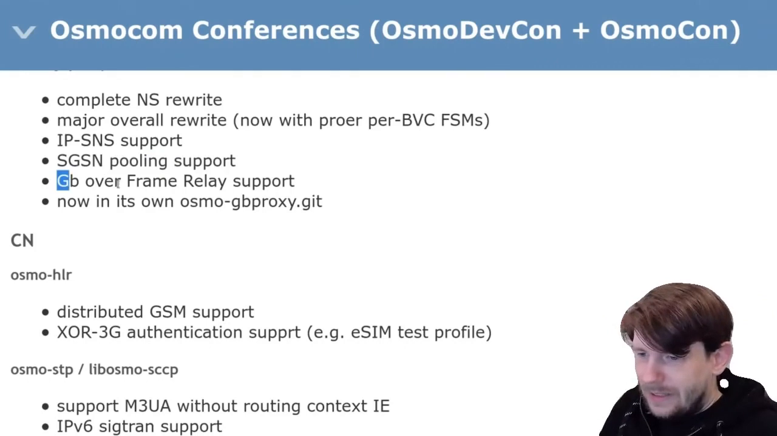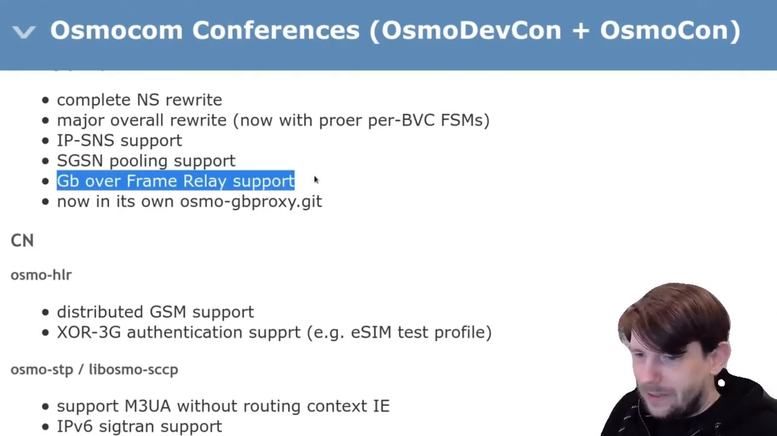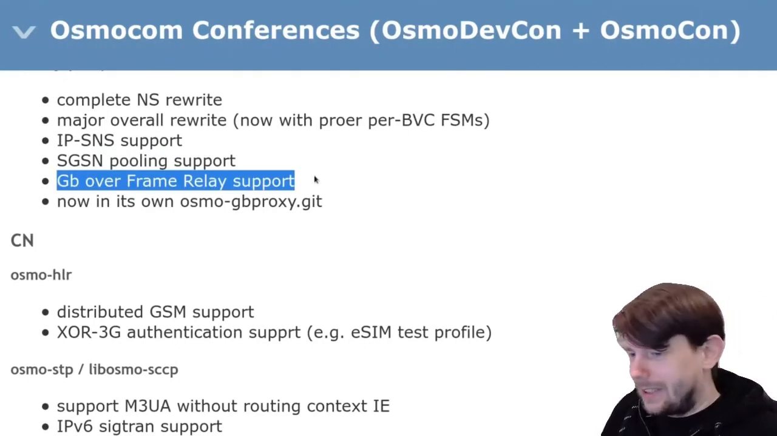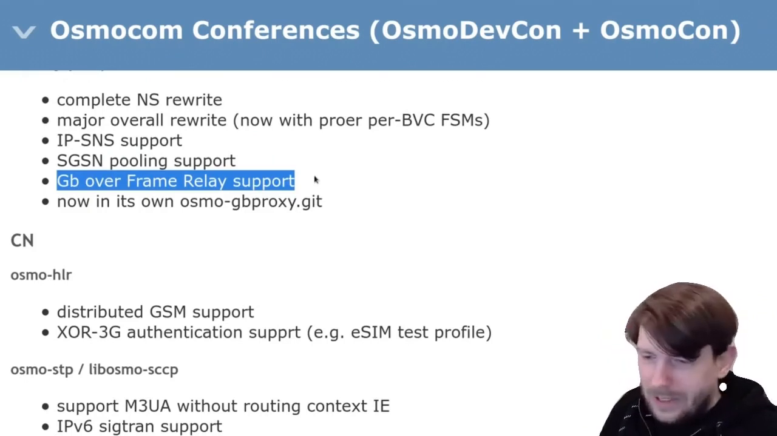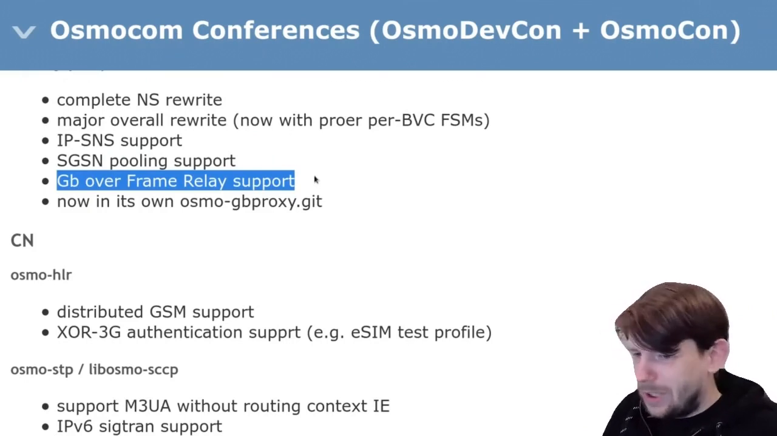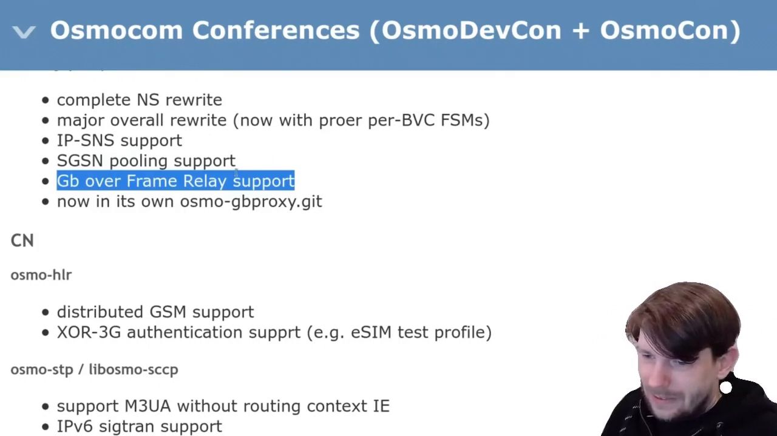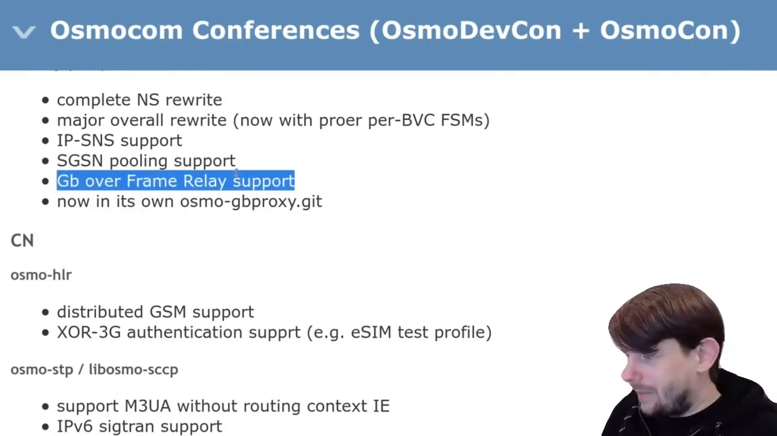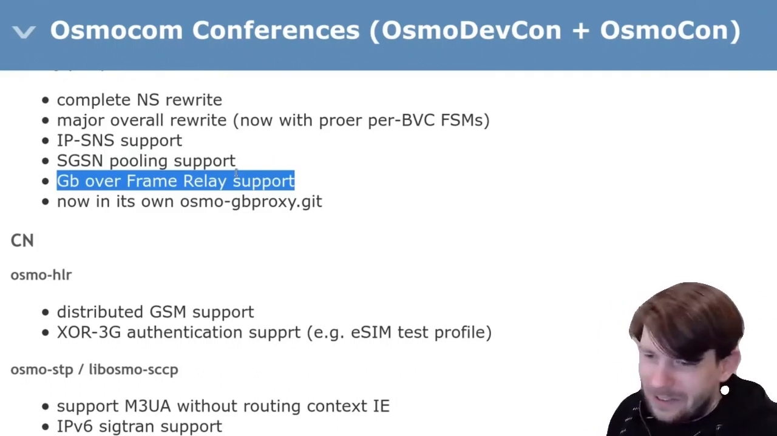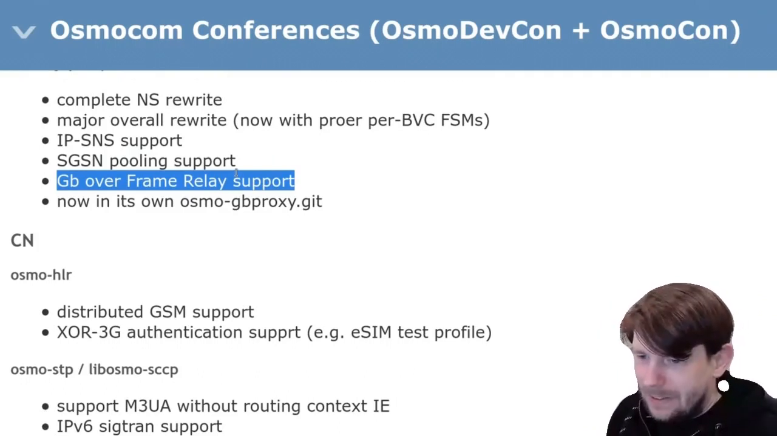We also support vintage computing in the form of frame relay. So we can now attach a third-party BSS or PCU that uses frame relay over E1 to the GB proxy, and the GB proxy can then convert that to GB over IP towards the SGSN. So you can use a BSS from the 1990s that is release 97, release 99 3GPP, and attach it to a release 7, release 15, whatever SGSN on the other hand side, converted by the GB proxy.